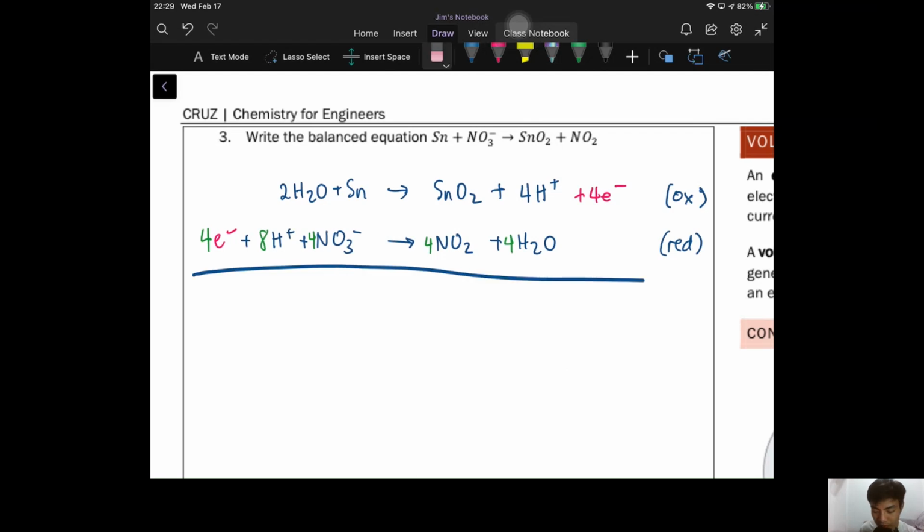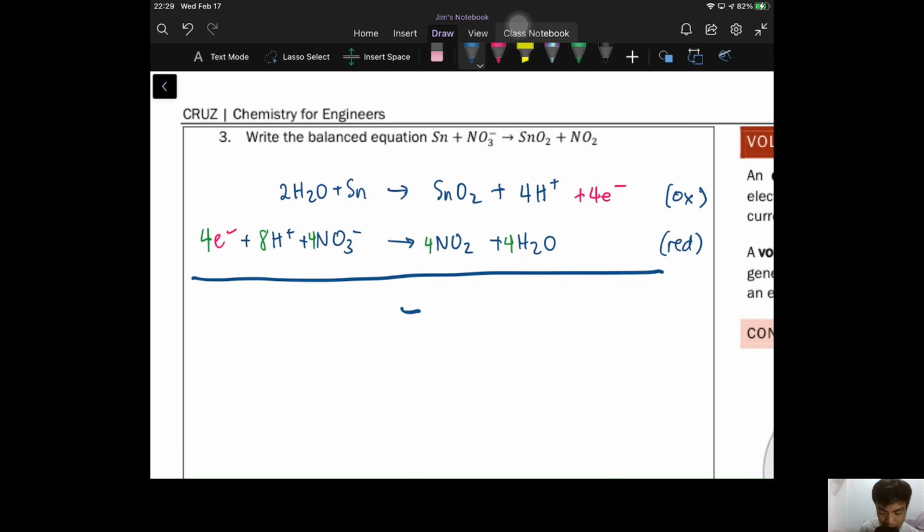And then, yan. So, since balance na yung ating electrons, we can add the two equations na. Okay? So, we have 4 electrons, 8H plus, 2H2O, Sn, 4NO3 minus. On the right side, we have SnO2, 4H plus, 4NO2, 4H2O, and 4 electrons. Okay.